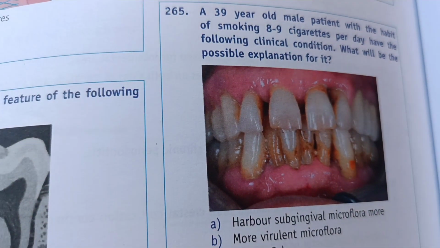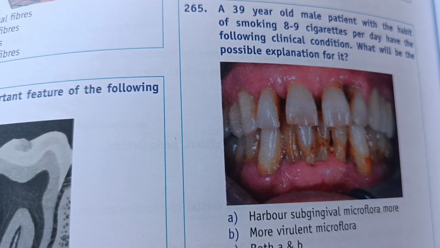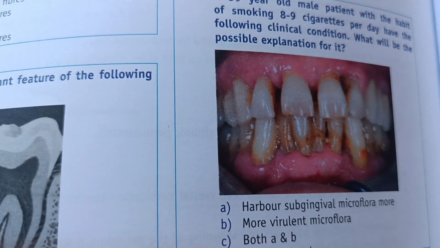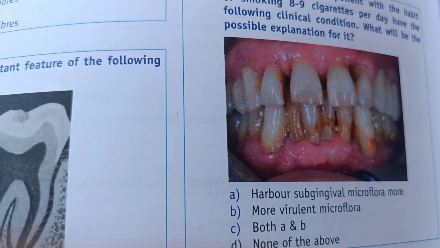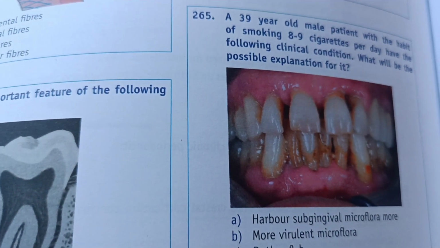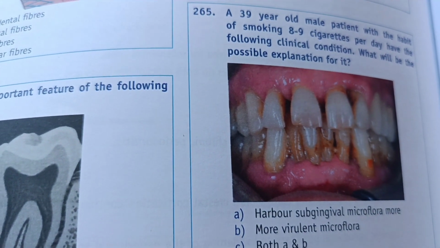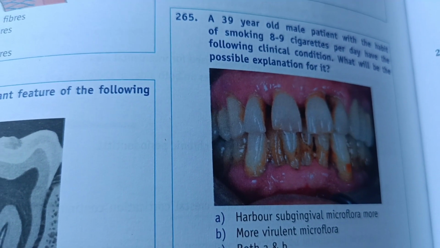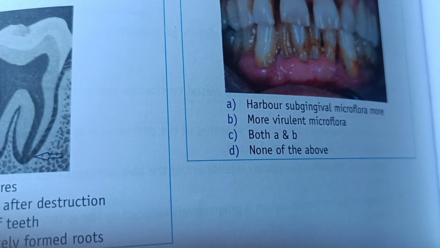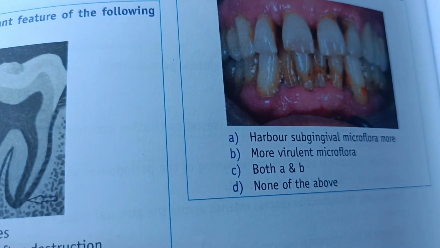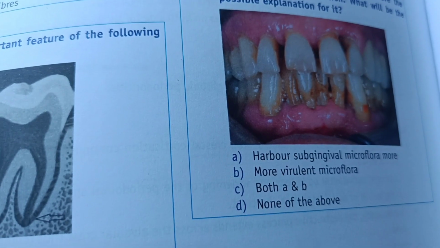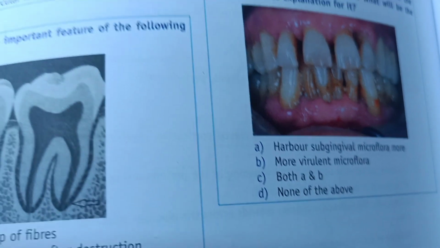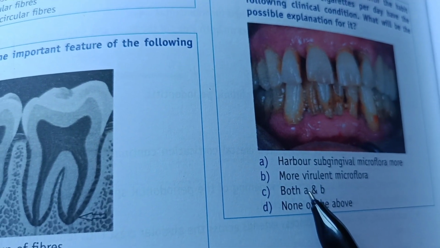Your next question is: a 39-year-old male patient with the habit of smoking 8-9 cigarettes per day has the following clinical condition. What will be the possible explanation for it? Here the hint is 8-9 cigarettes smoking. Your options are: harbor subgingival microflora, more virulent microflora, both A and B, and none of the above. So the right answer is option C, both A and B.